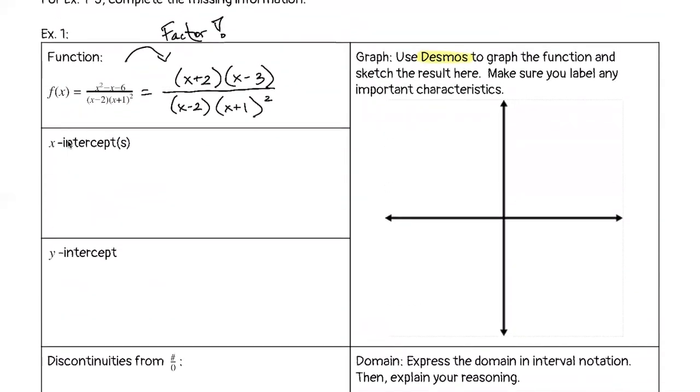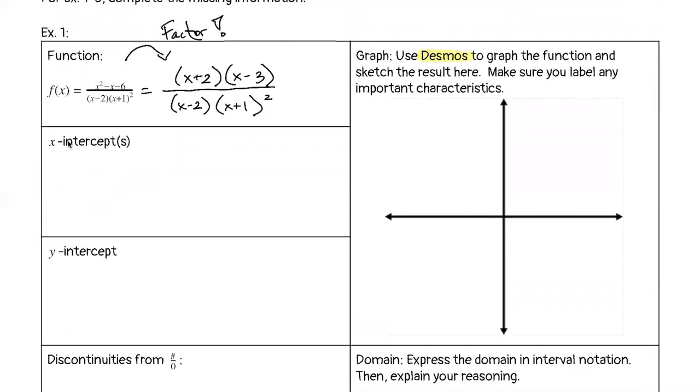But while we're looking for holes, let's also look for discontinuities of the other type, which are vertical asymptotes. So looking at this, do we think there are any vertical asymptotes? And if we do, where are they? And if we don't, why not?